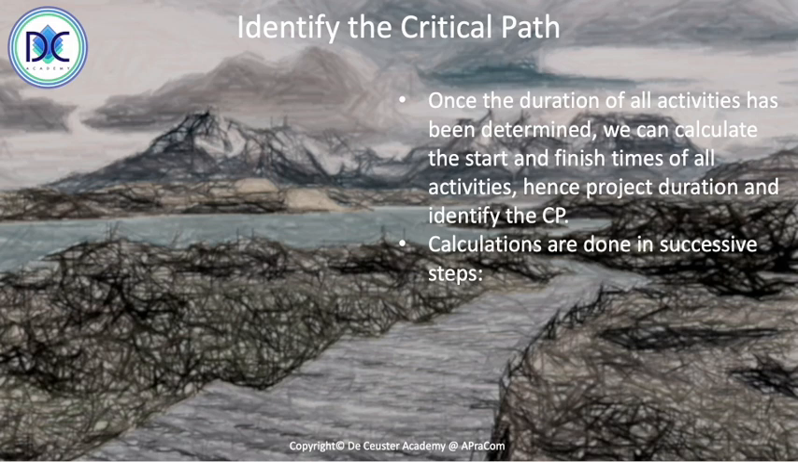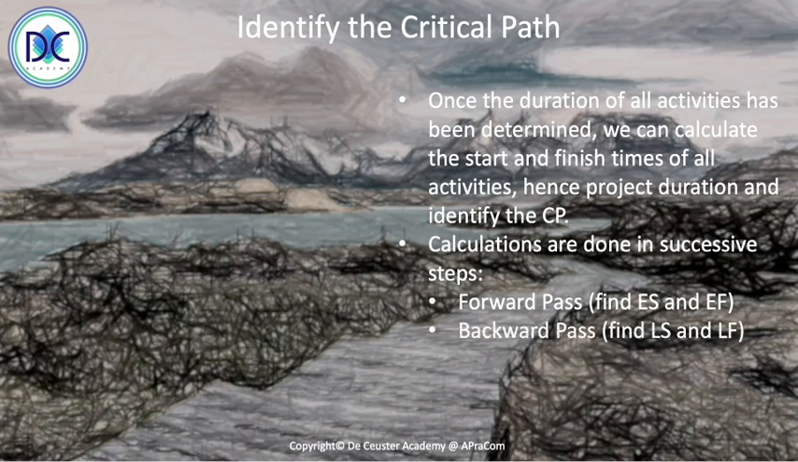When we do the calculations, we first have the forward pass and we find the early start and the early finish. Then we have the backward pass where we find the late start and the late finish. Based on this, we can calculate the float or the slack, and we can find the critical path or the critical paths.